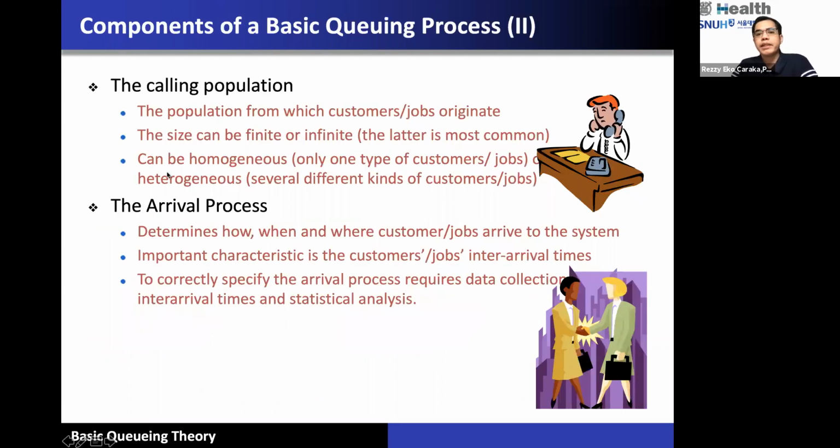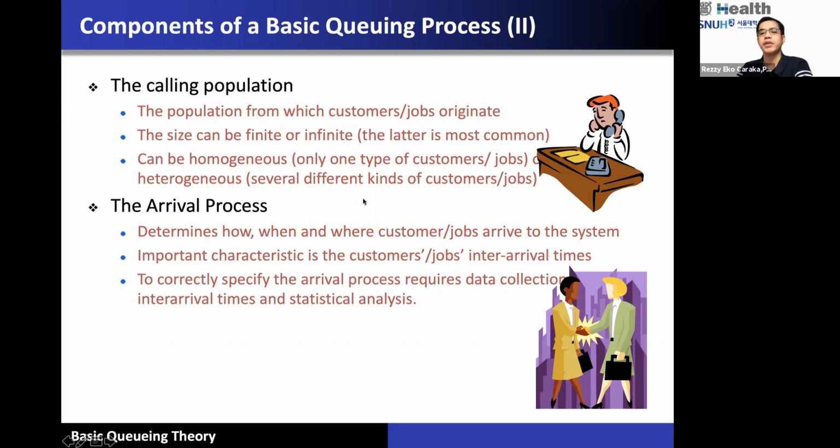So the components of the basic queuing properties, first, about the population. Population means the source from which customers or jobs originate. The size can be finite or infinite, and the latter is most common. And also, is it homogeneous, for example, this type of customer or job, or heterogeneous? It's about several different kinds of customers or jobs. So that's our population.